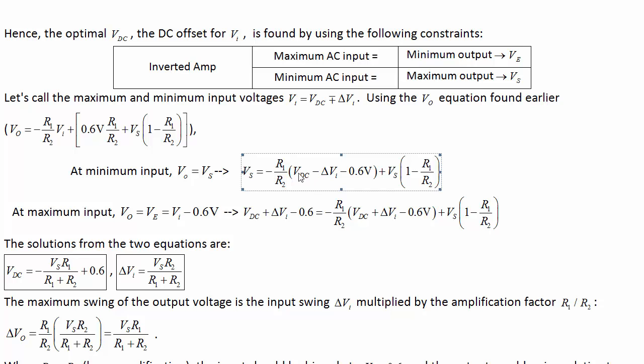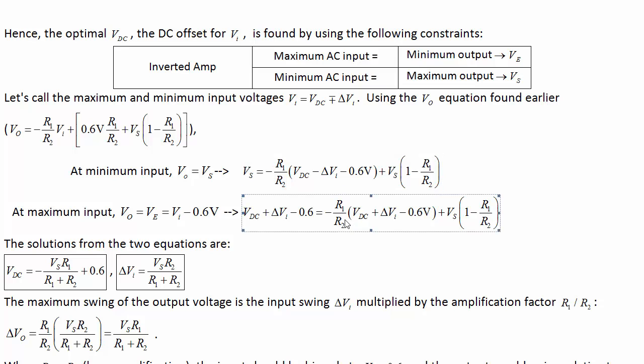So at the minimum input, substituting in our minimum input of VDC minus delta VI, we've got Vs as the output, and now we'll sub in our input on this side of the equation and get this expression. At the maximum input, we know that the output is equal to the emitter voltage, and the emitter voltage is also equal to the input minus 0.6. So we sub in the maximum input of VDC plus delta VI to both sides of this expression.